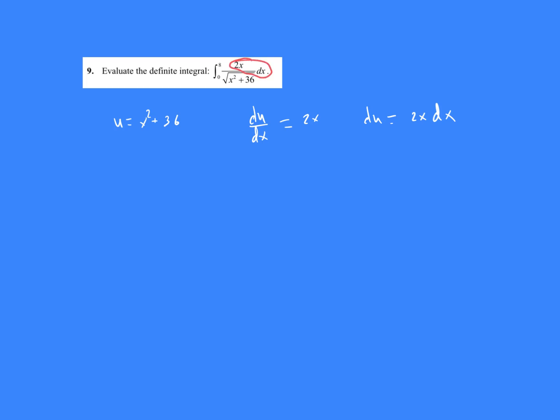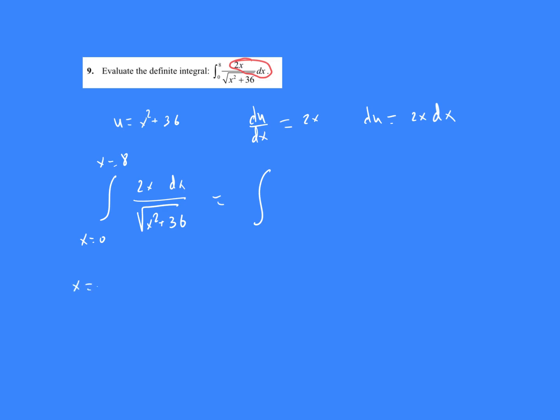So the numerator will be du, and the denominator will be 1 divided by the square root of u. So let's do it. The integral of 2x dx divided by the square root of x squared plus 36 will be equal to the integral from 0 to 8. Oh, but I'm going to make a change of variable, so I have to be careful. This is from x equals 0 to x equals 8, so it will not be from 0 to 8.